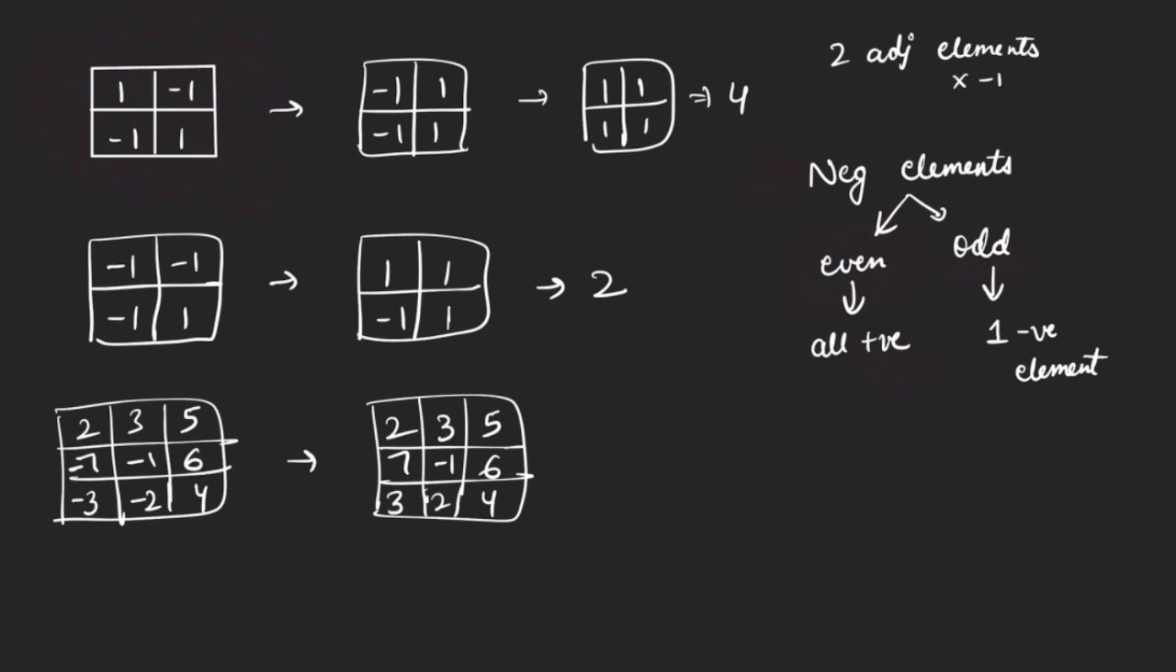So see, we are saying that there will always be one negative element. Now, what should be that one negative element such that the sum of the matrix is maximized? When this negative element is the smallest element of the matrix, or the smallest absolute element of the matrix, right?